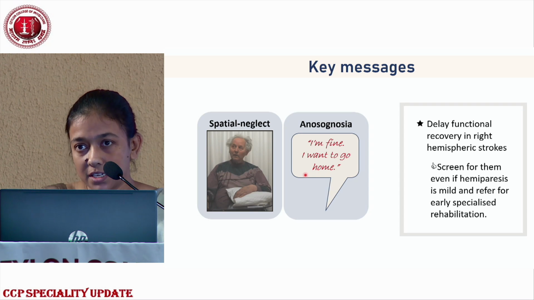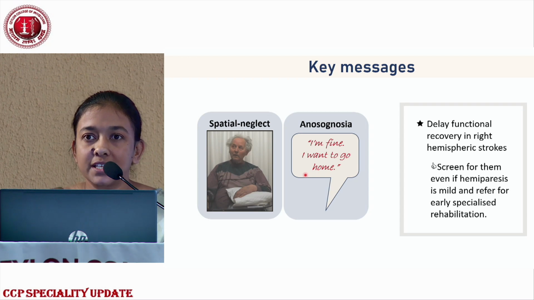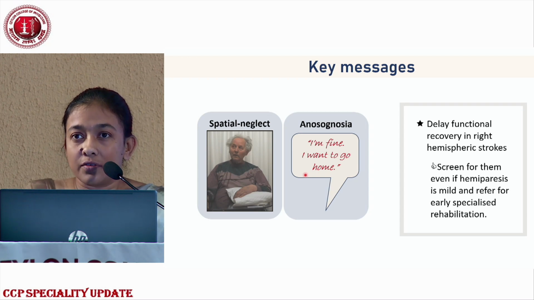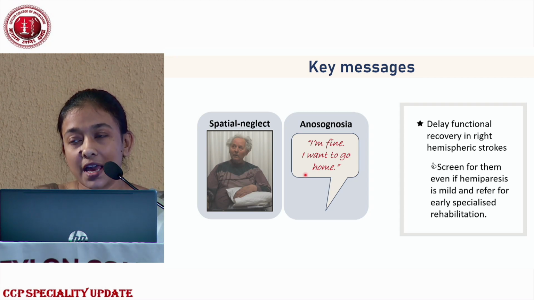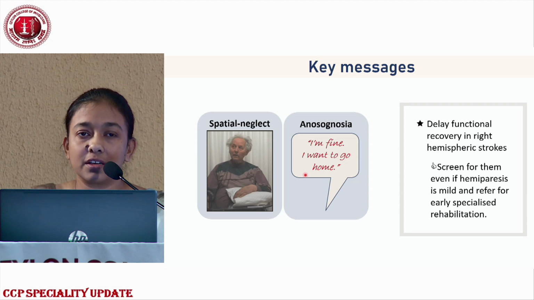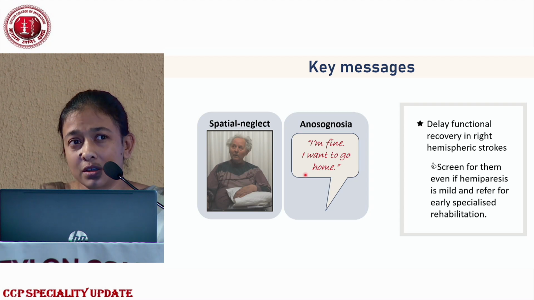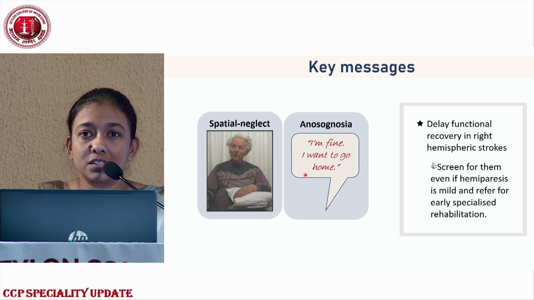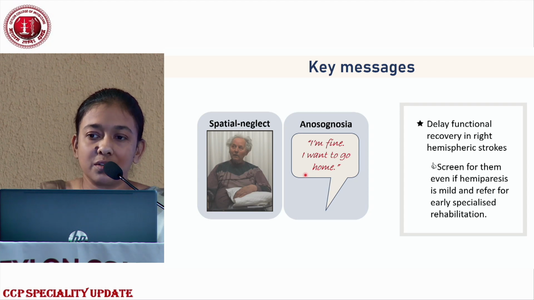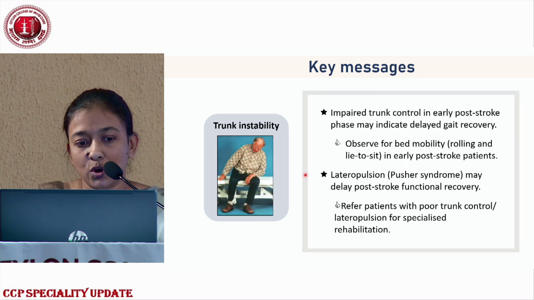So that brings to the end of the talk. The key messages would be, in patients with hemi-neglect and anosognosia, these impairments delay functional recovery, and screening for them early in the acute stroke period is important, even if the hemiparesis is mild, because you might have a mild left hemiparesis with spatial neglect and anosognosia. So the upper limb recovery of that left upper limb would be slower, and maybe he would end up with a non-functional upper limb. So referring is important.